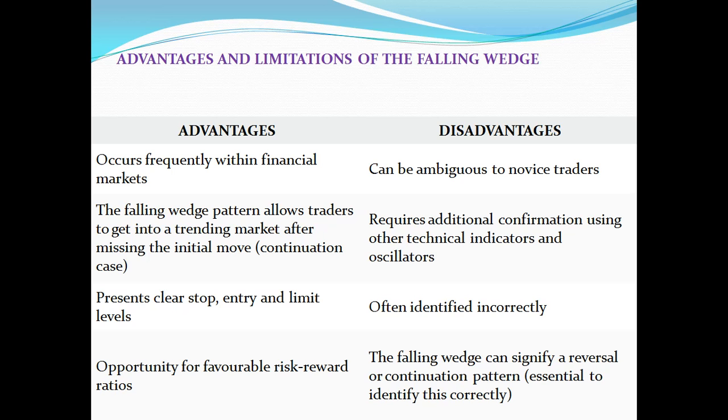This advantage can be ambiguous to novice traders; it requires additional confirmation using technical indicators and oscillators, and is often identified incorrectly. That is the problem. The falling wedge can be simply a reversal or continuation pattern. It is essential to identify this correctly. So these are the advantages and disadvantages of the falling wedge pattern.